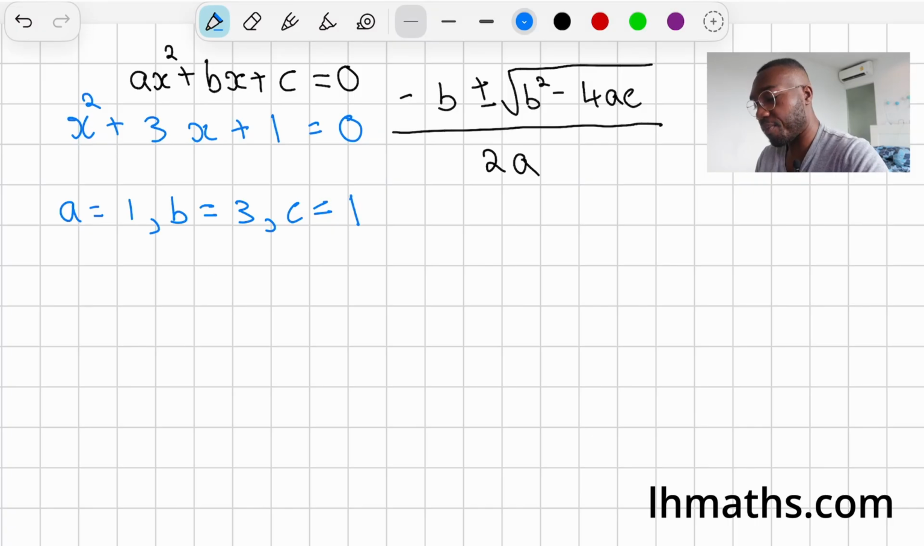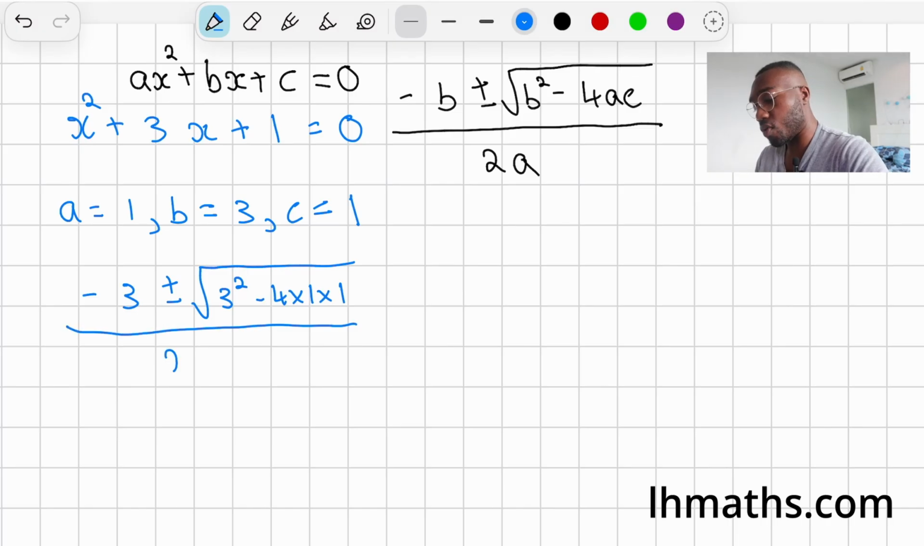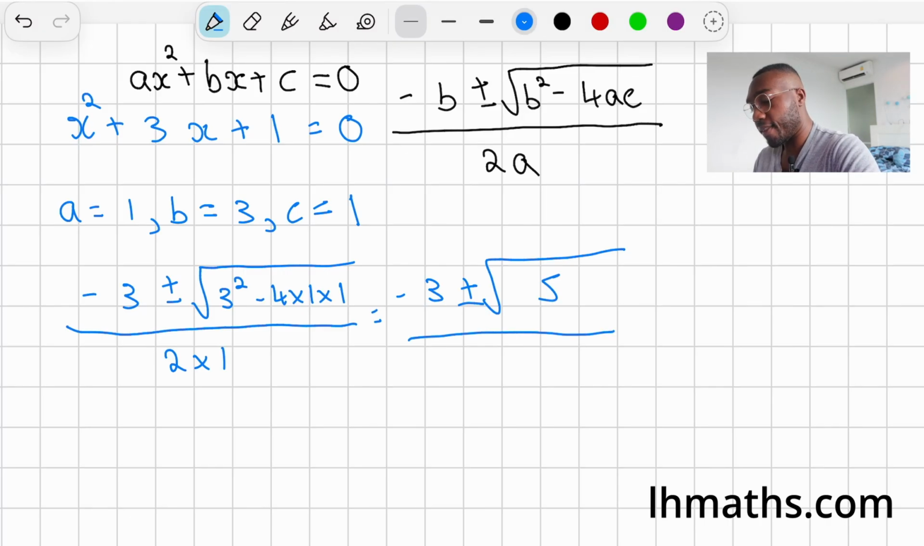Okay, so therefore we'd have minus b, so we'd have minus 3 plus or minus the square root of 3 squared minus 4 times 1 times 1, and that is over 2 times 1, okay? So if we simplify this down, we get minus 3 plus or minus the square root of 3 squared, which is 9, minus 4 times 1 times 1, so that'll be 9 minus 4, which is 5, and then we get 2 here, because 2 times 1 is 2.